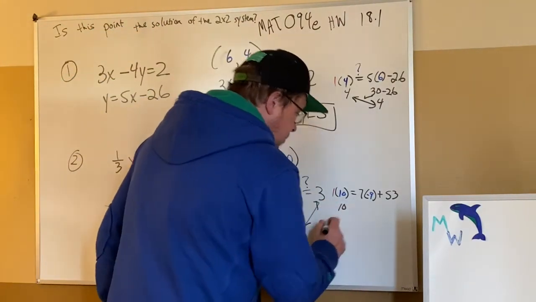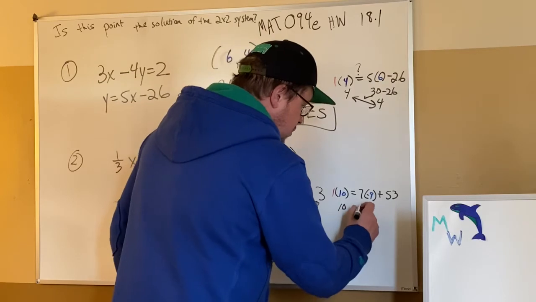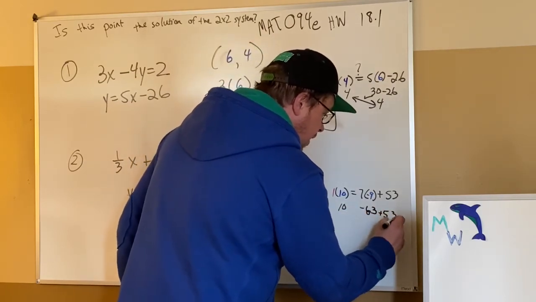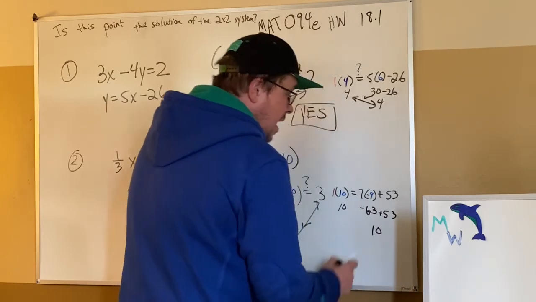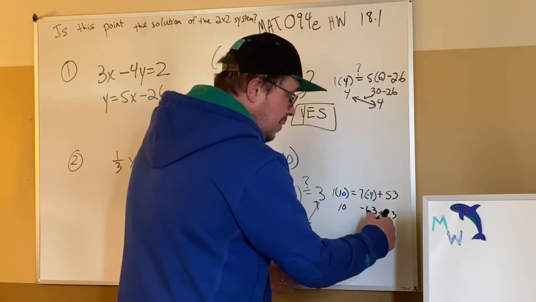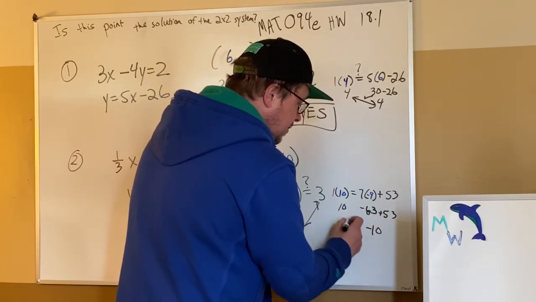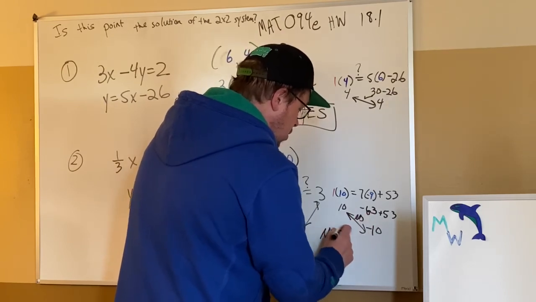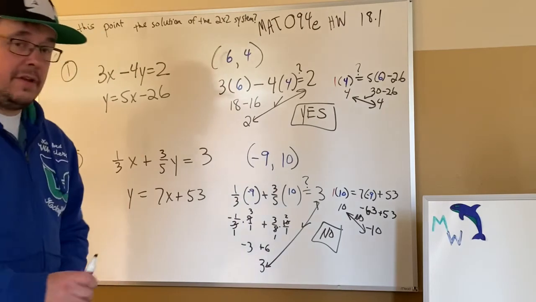So now that's done being a 10, and this one is -63 plus 53. I go ahead and subtract, and I get a 10. And when I look, -63 is stronger than +53, so my answer is negative. And therefore, when I go for this, I get a no. And if I encounter a no, it is not the point of intersection.